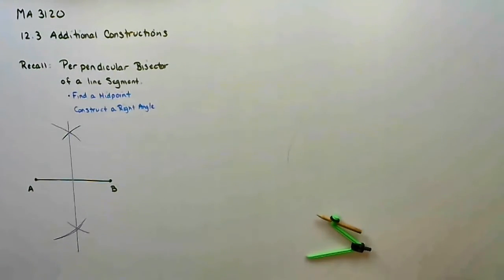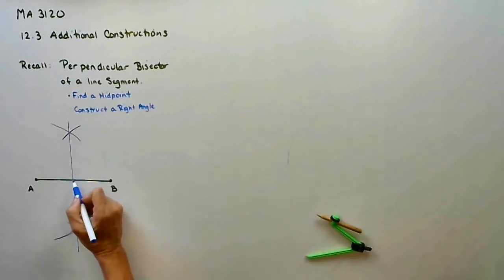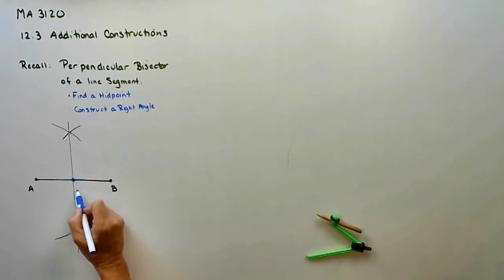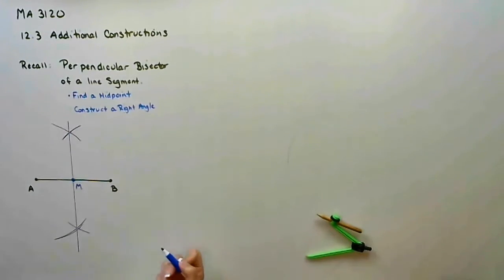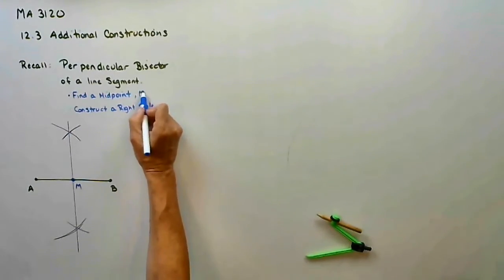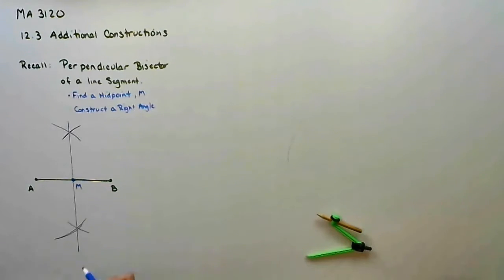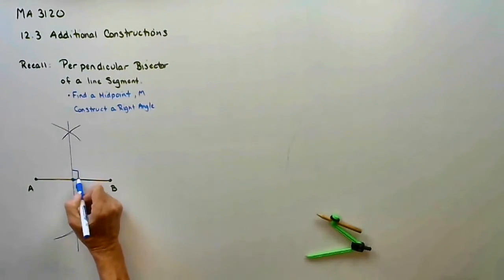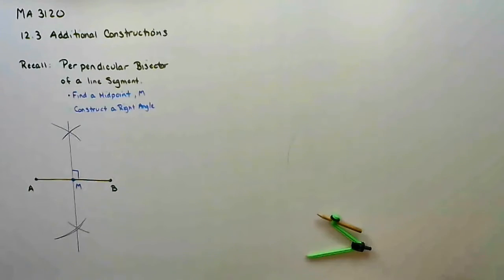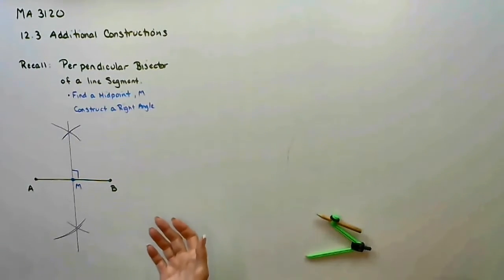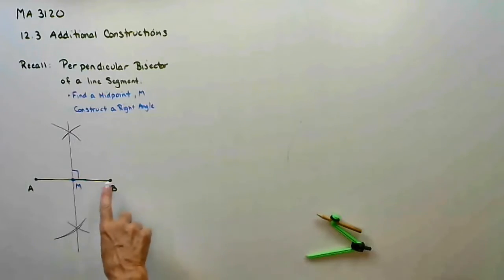Because it's a bisector, we now have two pieces of information. We now have that we have a midpoint. I'm going to call M the midpoint. And we also have that we have created a right angle. So if you're ever asked to find a midpoint, just do a perpendicular bisector. If you're ever asked to construct perpendicular lines, just create a perpendicular bisector.